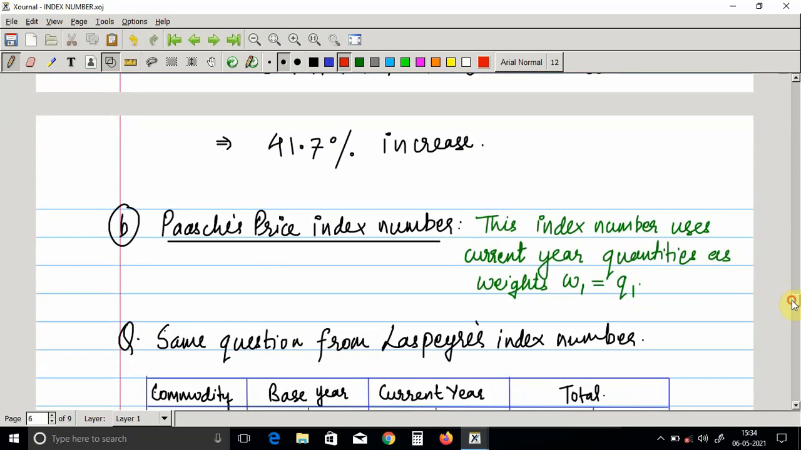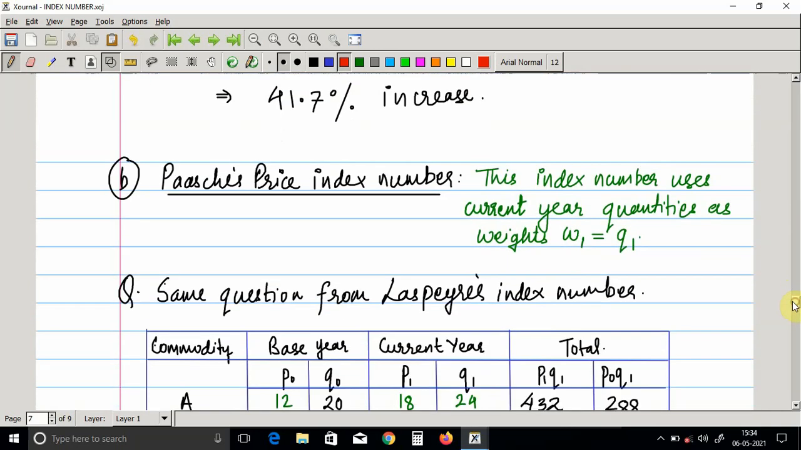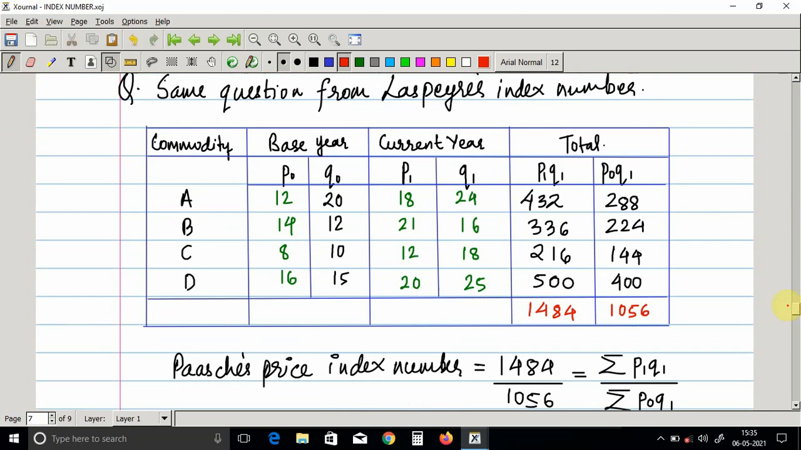Now let's see the Paasche price index number. This index number uses the current year quantity. So this is the difference. Laspeyres is connected with the base year quantity, and Paasche price index is connected with the current year quantity. So the idea is the same. Let's understand this with the same question which we did in the Laspeyres index number.